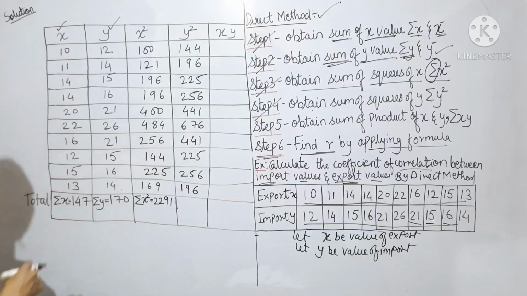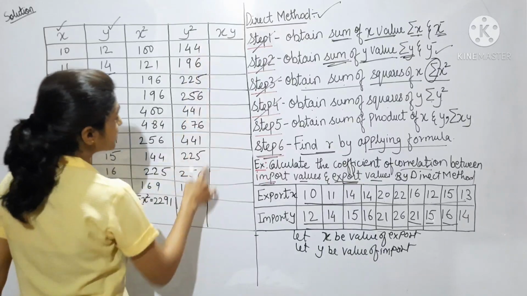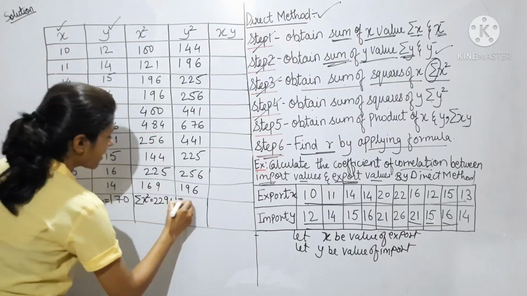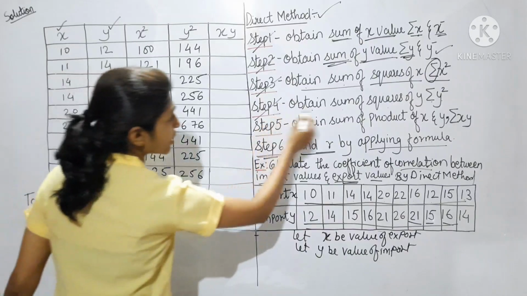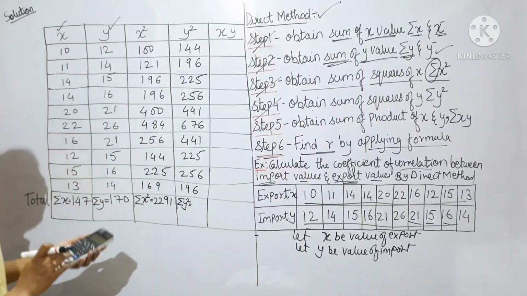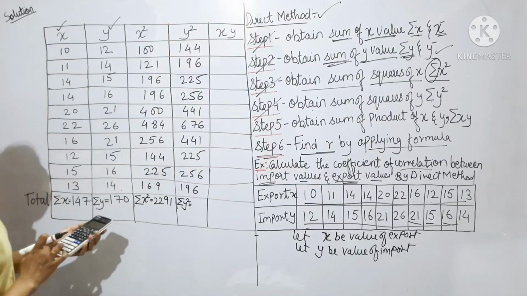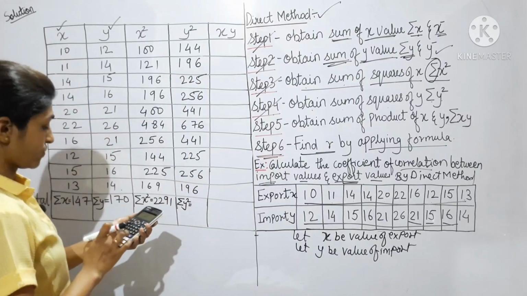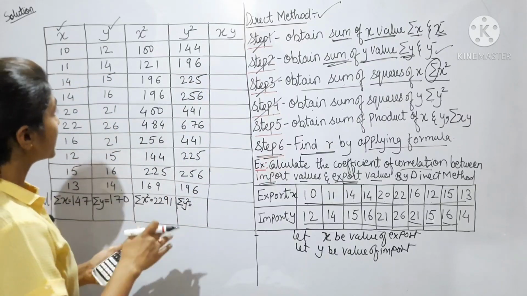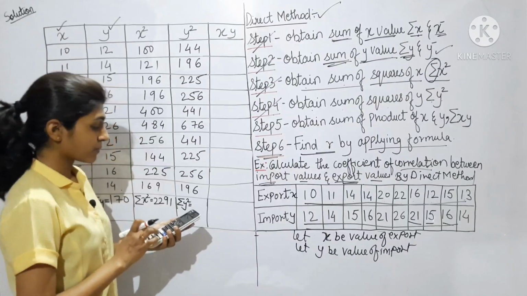Now add all the values of y square and find the summation of y square, that is step number 4. Add all the values. 144 plus 196. Tell me the answer in the chat box.